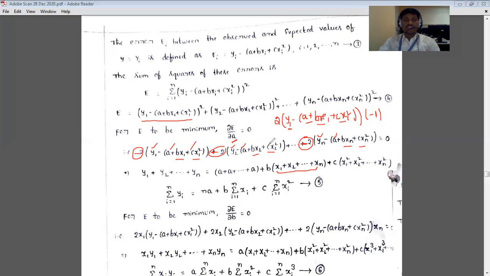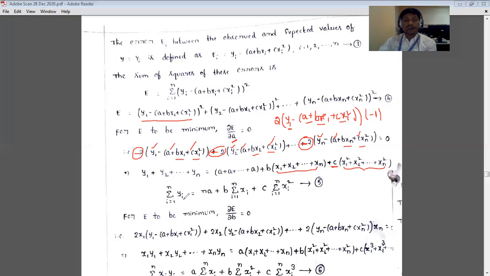Here it is having c, and here it is having c, and here also it is having c. So c we are taking common, and then what about the remaining? x1 square plus x2 square plus and so on plus xn square. Now we are writing that in summation notation.